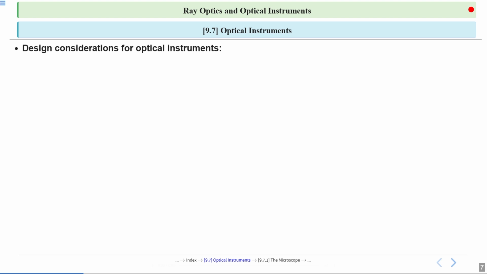So we will study now the design considerations for optical instruments. The first consideration is magnification. This refers to how much larger an image appears compared to the actual object. It's crucial for applications like microscopes and telescopes, where seeing details is important. Think of it as zooming in on a picture to see more detail.